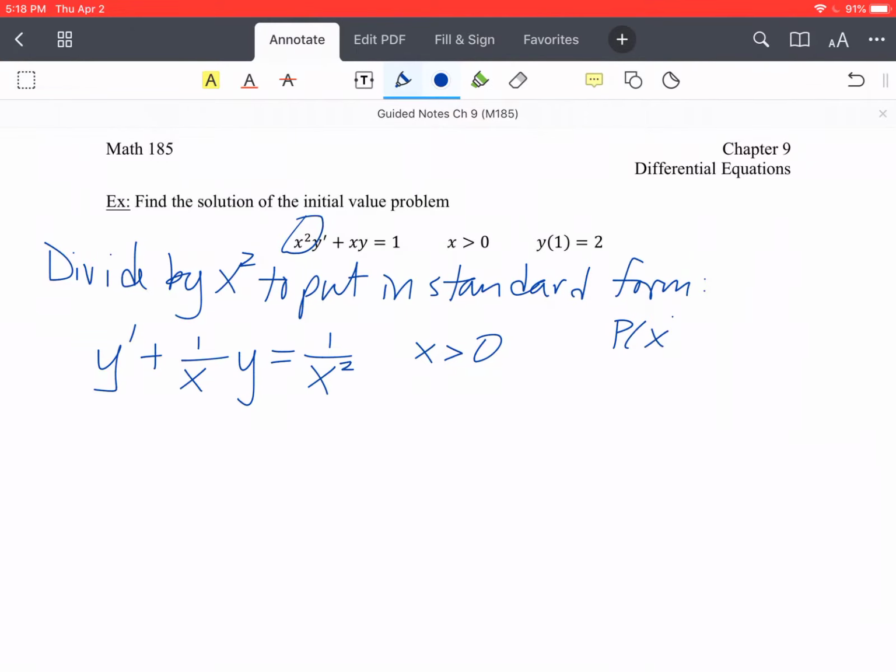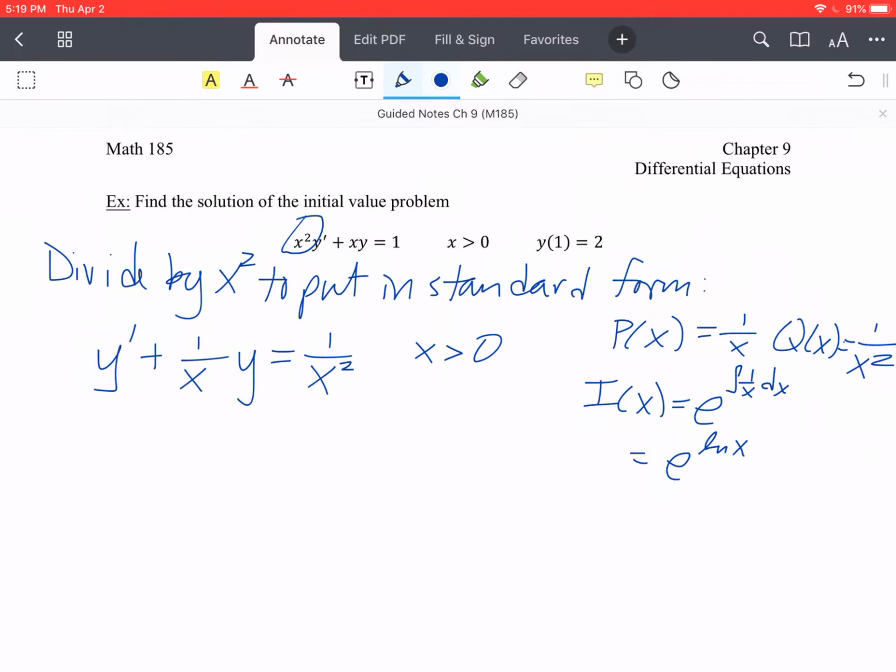Okay, so let's see what we have here. We have p of x is 1 over x. Q of x is 1 over x squared. And I of x equals e to the integral of p. So that's going to be e to the ln of x. We don't need the absolute value here because we are assuming that x is positive. So this is actually just going to be x. So in this case, I of x is just x.